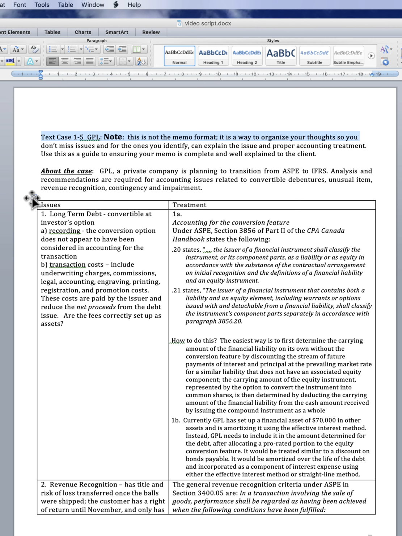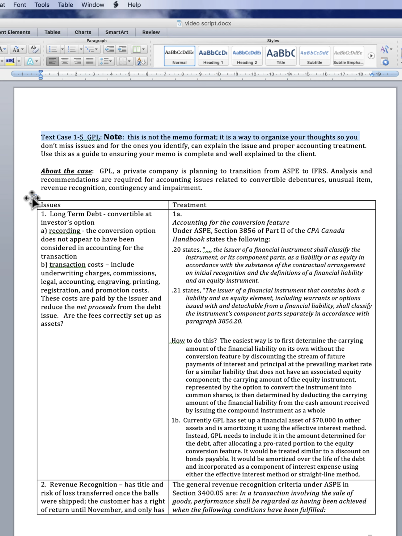But in this particular case, we know that the company, GPL, has some long-term debt on its books, and it was convertible debt. So it's convertible at the investor's or the lender's option, according to the text case. And the issues associated with it, if you look at the note to the statements, is the recording of the long-term debt. It seems to me that they didn't record the conversion option, which is the right to convert, the investor's right to convert the bonds into shares. Right? So we learned in intermediate there's a special accounting treatment for this, and that might not have been taken into account by the looks of it on the statements.